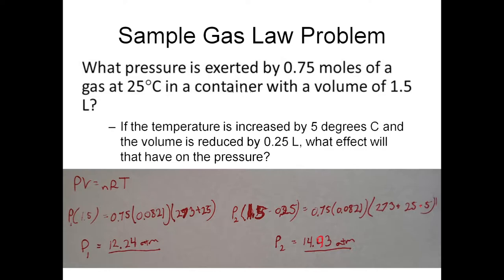So the numbers show that the amount of material present does affect both the pressure and the volume of your gas. Then, if the temperature is increased by 5 degrees Celsius and the volume is reduced by 0.25 liters, what effect will that have on the vessel's pressure?